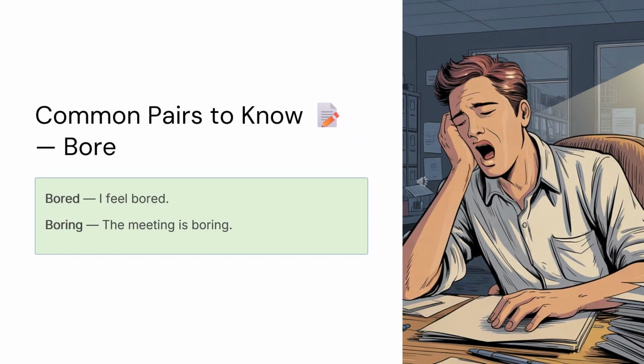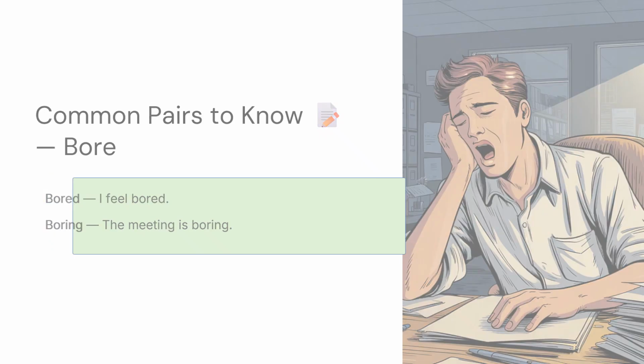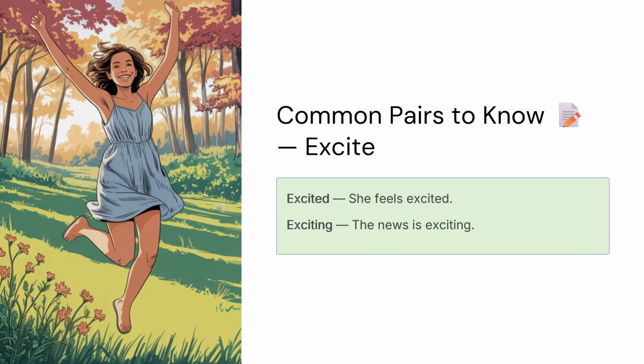Let's look at some common pairs to know. Bore. Bored or boring? I feel bored. The meeting is boring. Remember, one is inside and one is outside. Excite. Excited. She feels excited. Exciting. The news is exciting.